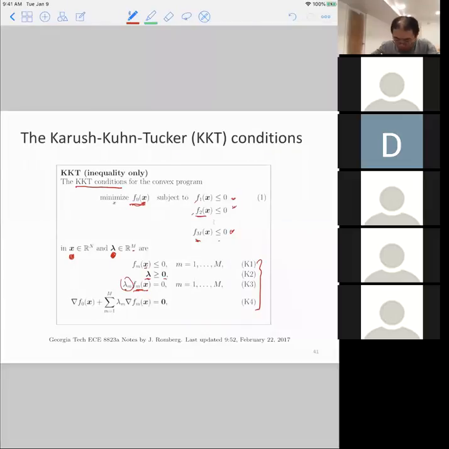And the final condition is that the gradient of the Lagrange function evaluated at this particular x and lambda pair is 0. But although the gradient at x and lambda is 0, x and lambda are not necessarily a local maximum or local minimum. It can be a saddle point. Gradient 0 does not necessarily mean you reach a local maximum or local minimum. Okay?